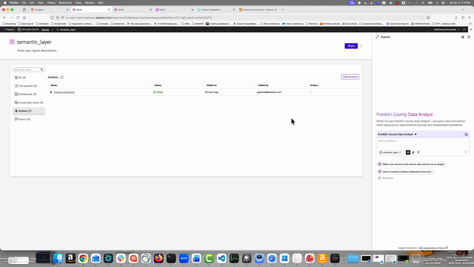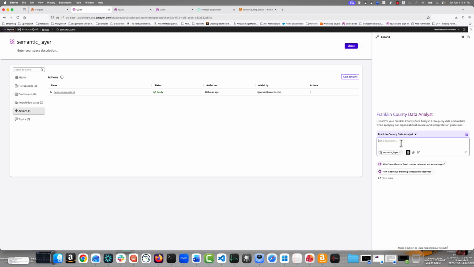Now let me quickly show you how it looks. I have logged in as a Franklin County data analyst, and I am trying to do some analytics on my data, and this is my chat assistant. Now I have a question related to net revenue for last year. In any organization, net revenue could mean different things. In this particular county, net revenue means all the revenue excluding your intergovernmental revenue, for example state highway funds or federal grants. Those should not be calculated as net revenue.